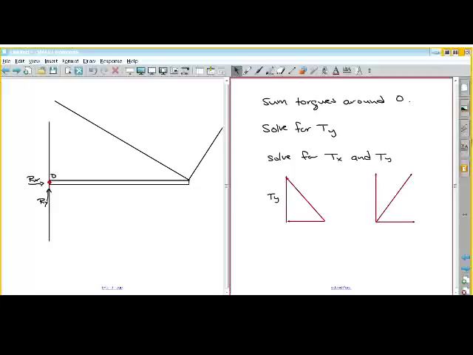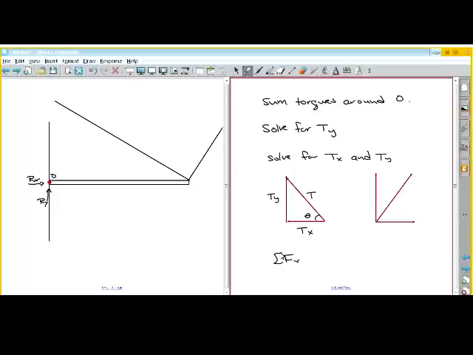So this is t sub y, and if you know what this angle here is, theta, and this is t, and this is t sub x, you can just use right triangle geometry. The sine is this divided by that, so you can calculate this, and the tangent is this divided by that. So you can use the tangent to find t sub x. Okay, so you've solved for t sub x.